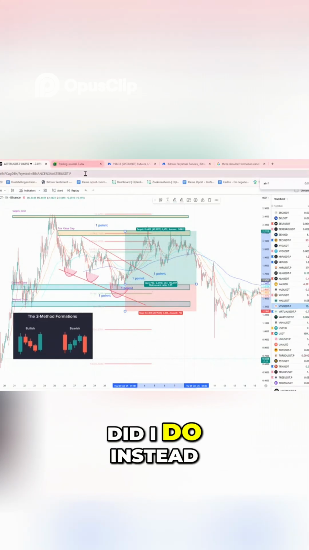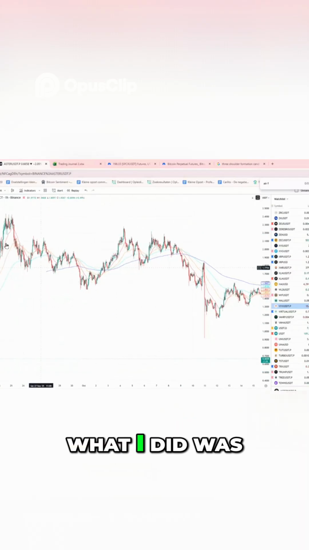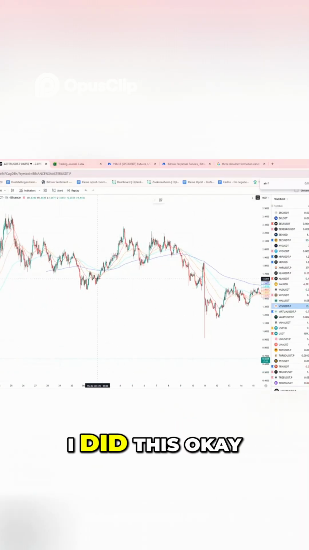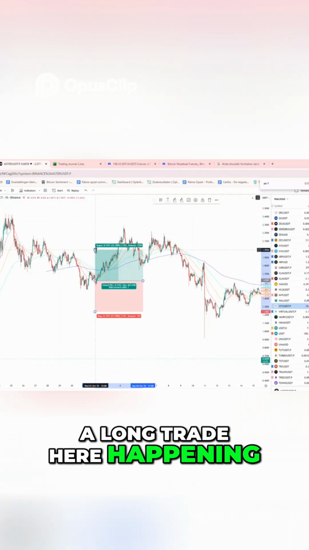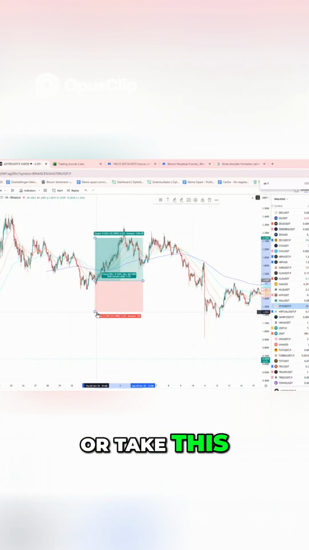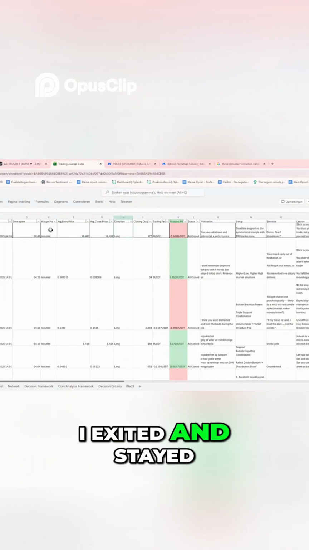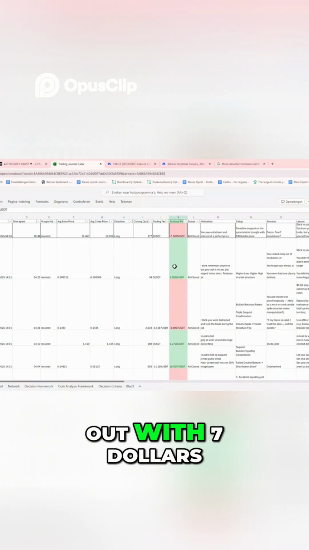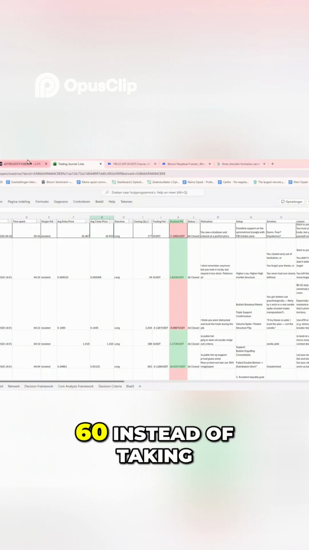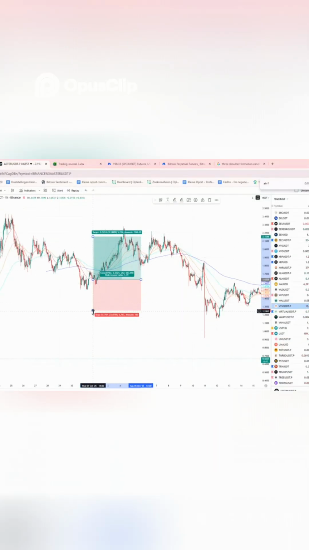So what did I do instead, guys? This is the ideal situation. What I did was I did this. Okay, there's a long trade here happening. I could do this or take this. And what did I eventually do? I exited it, stayed in the trade for 41 minutes, and got out with $7 in the minus at 60 instead of taking the full 32%, which was waiting for me.